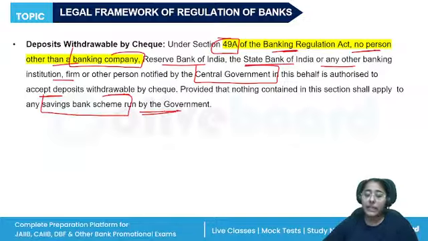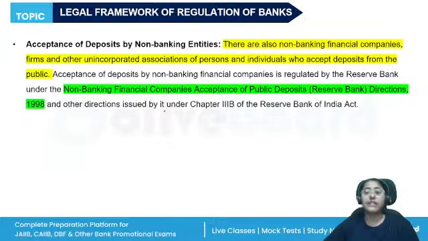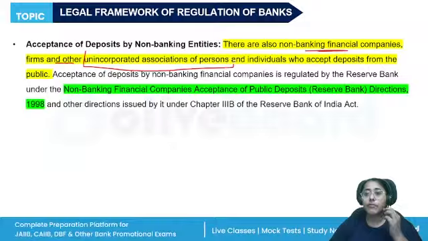All right, so normally under the Banking Regulation Act, no person other than the banking company, RBI or SBI will accept deposits which are withdrawable by check, otherwise than a savings bank scheme run by the government. Now, there's an exception to this. We said that only banking companies will accept deposits, but the non-banking entities will also accept deposits. These are the non-banking financial companies, firms, and unincorporated associations of persons who will accept deposits.